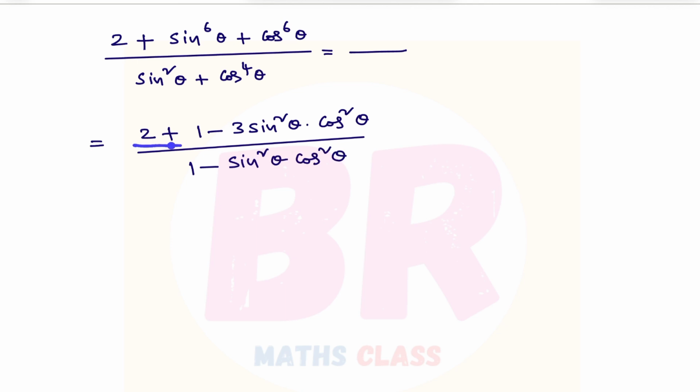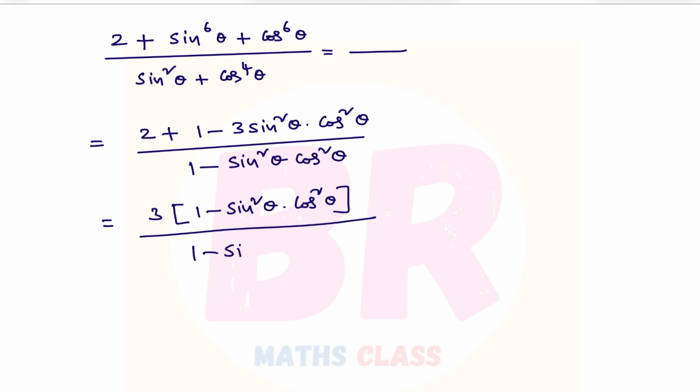You observe this part, 2 plus 1 is 3. Here also 3 is there. So you can take 3 common. If you take 3 common in the numerator, then what you will get? 1 minus sin square theta into cos square theta divided by 1 minus sin square theta into cos square theta. Now you can see both will get cancelled. You will get 3. So for this problem, answer is 3. I hope you are understanding.